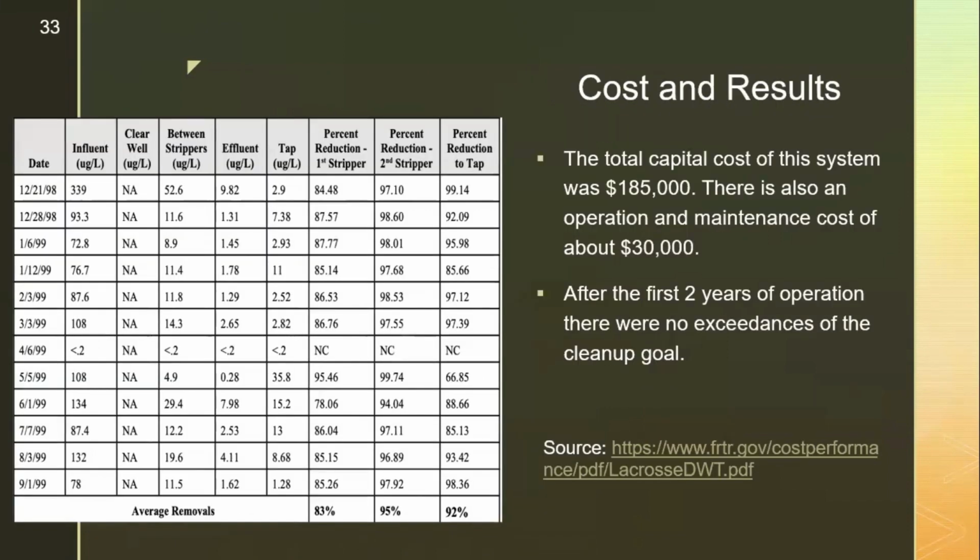And then lastly, for the cost and the results, the total capital cost of this project was $185,000. There was also an operation and maintenance cost of about $30,000 annually. After the first 2 years of operation, there were no exceedances of the cleanup goal. The first stripper on average removed 83% of the pollutants, and the second stripper on average removed 95% of the remaining pollutants. This gave them about an average of 92% reduction of the pollutants in the tap of the well.